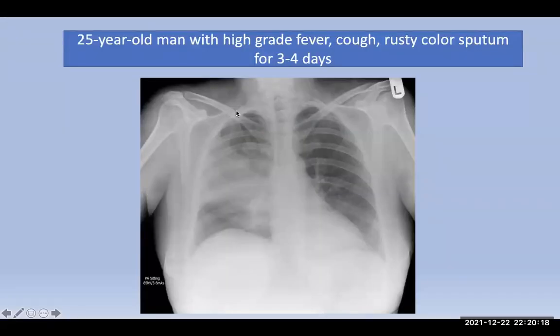So our next case is a 25-year-old man with high-grade fever, cough, and rusty color sputum for 3 to 4 days. A very straightforward case. A young man with very high-grade fever, cough, rusty color sputum for 3 to 4 days. So with this clinical history, what's in your mind? Can you tell me or write in the comment section?